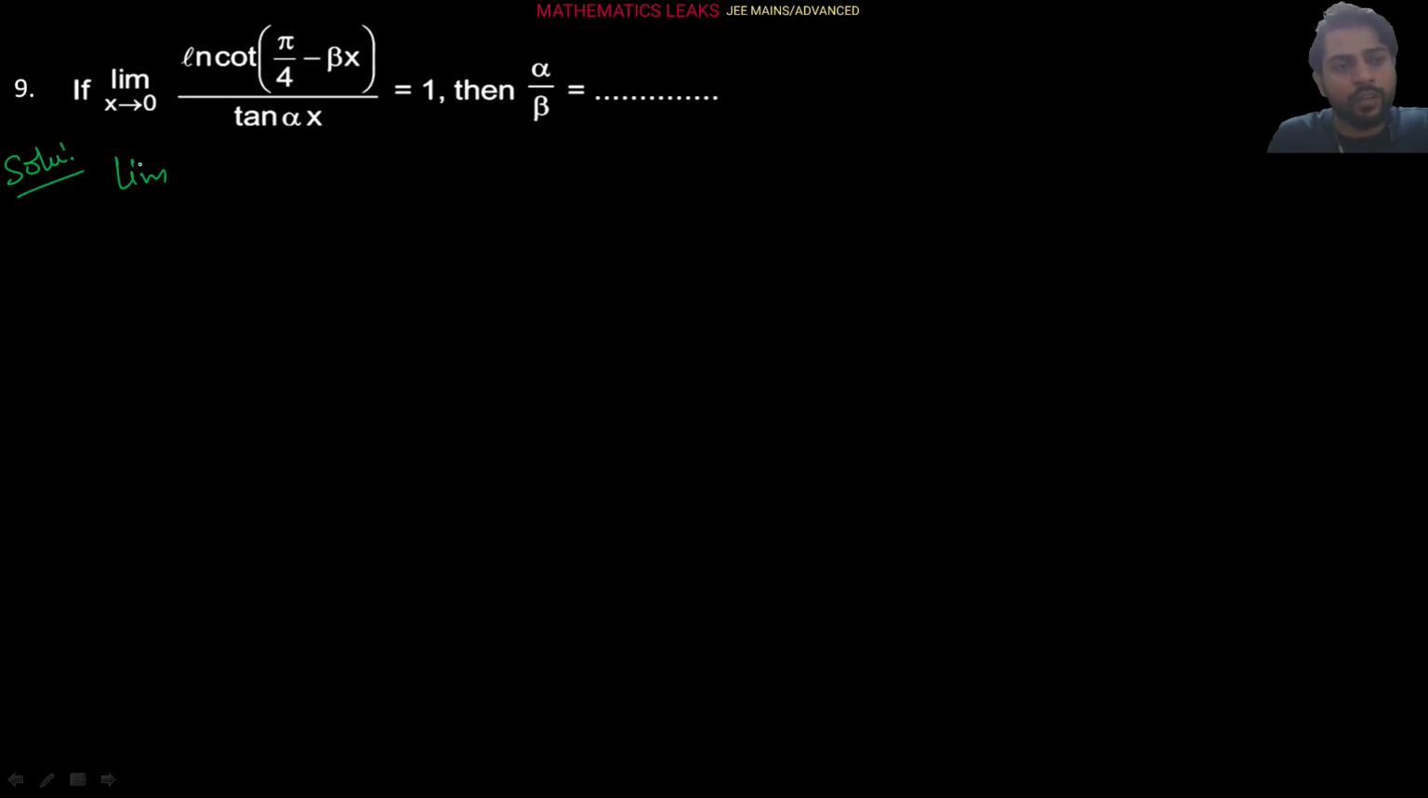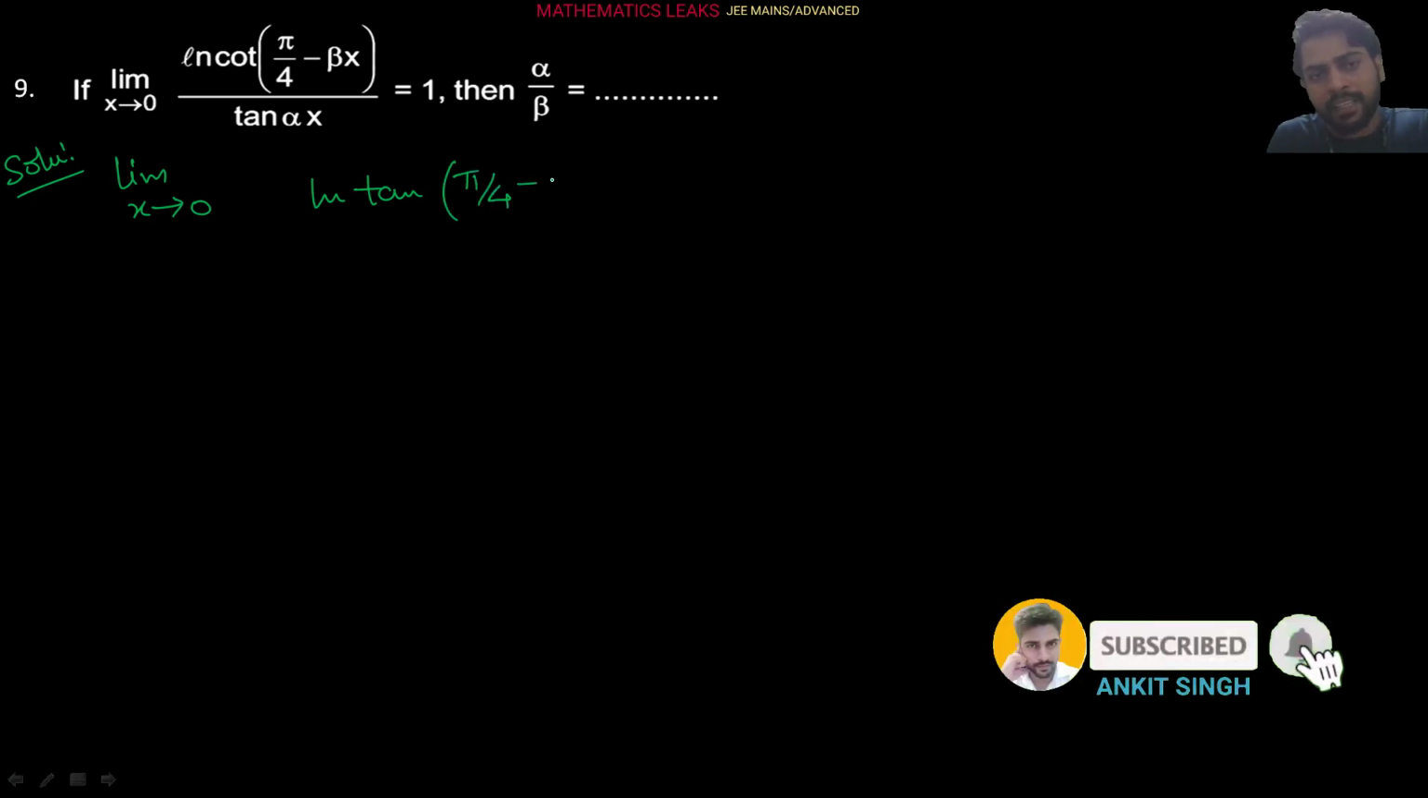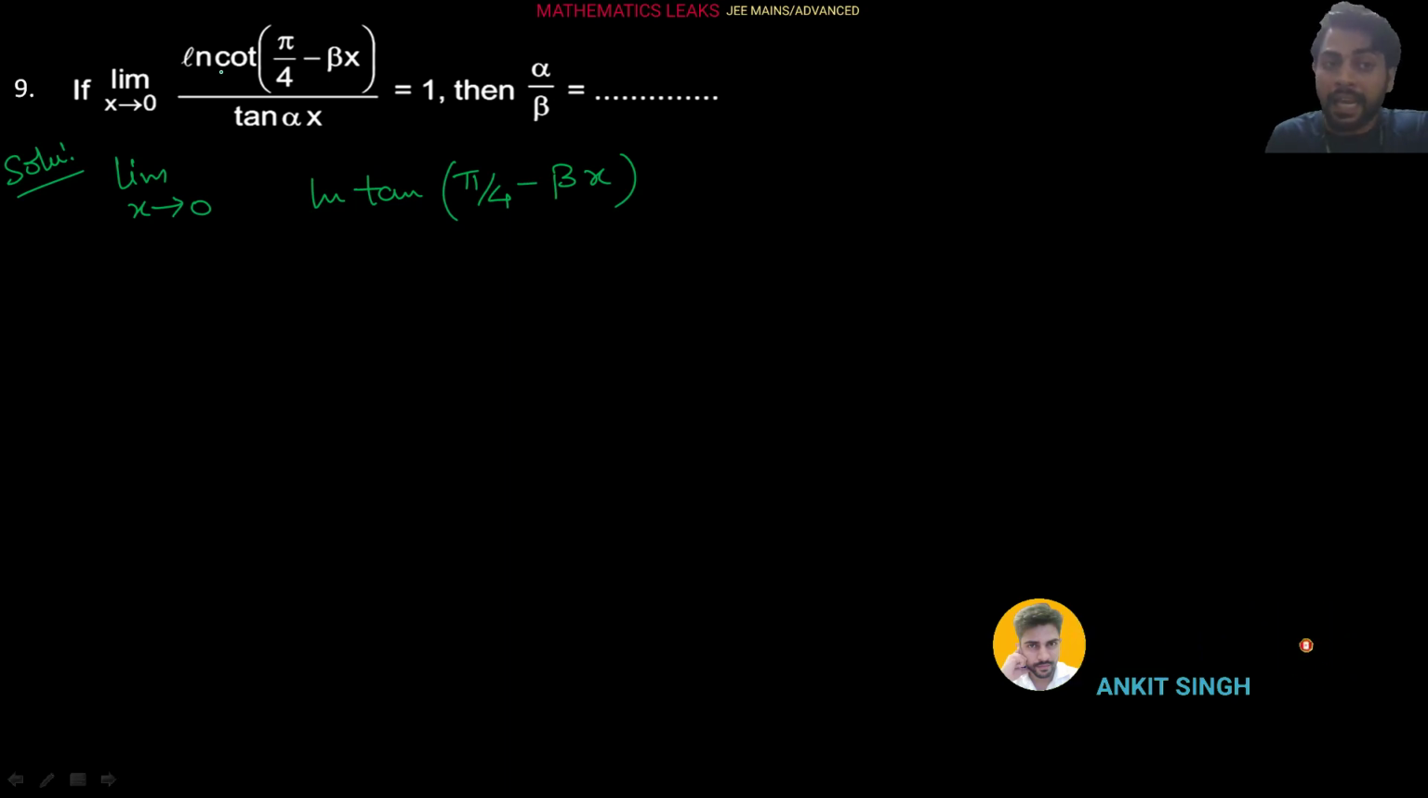So this one quantity, limit x tends to 0, and this ln of cot of this angle. So cot can be written as 1 upon tan. So we can write down ln of 1 upon tan of pi by 4 minus beta x, and 1 upon tan is cot here. So tan we are writing as 10 to the power -1, and that -1 is coming here, you can see. Clear, everybody? So this minus we are taking outside of the operator here.